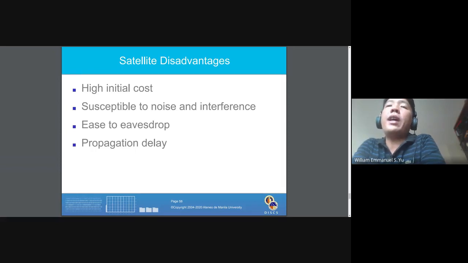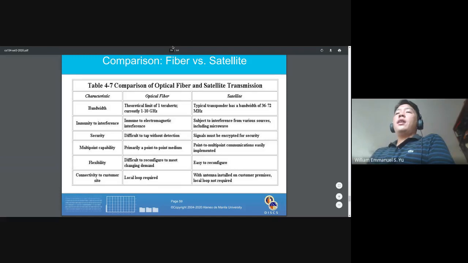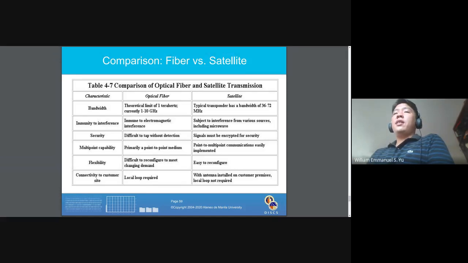Then you have propagation delay, 38,600 kilometers. Quite far, right? That's why you have propagation delay. Right? Questions so far on satellite and terrestrial microwave? Okay, guys. Going once, going twice.